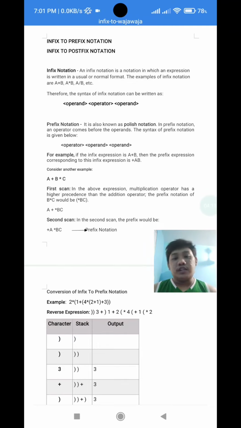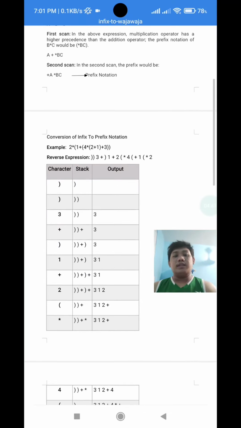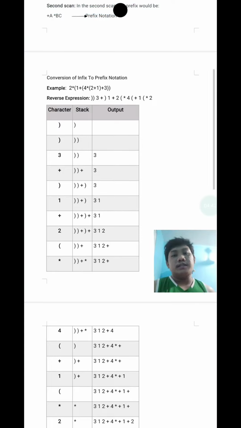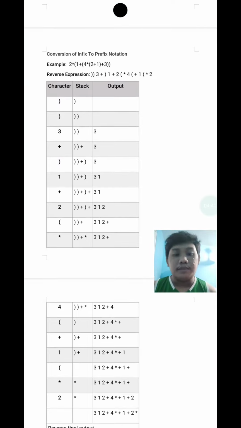So the prefix notation of b times c would be times bc. So it becomes a plus times bc. Second, the prefix would be plus a times bc. So the operator comes first in our prefix notation. Next, for more complex situations, we have a simple expression.